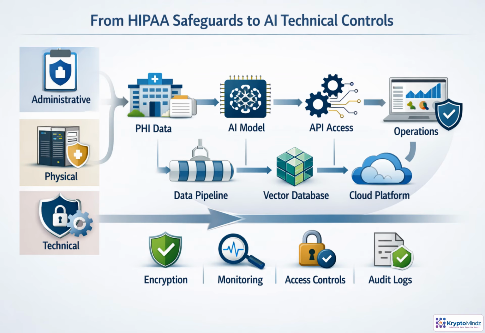HIPAA gives us safeguard categories. AI requires us to turn those categories into specific control points. Start by tracing PHI through the full system: data pipelines, model inputs and outputs, APIs, vector stores, cloud services, and logs. Then determine what each point needs, such as encryption, access limits, monitoring, retention, deletion, and audit evidence. The goal is not just to have policies. It is to prove that reasonable safeguards operate where PHI actually moves.